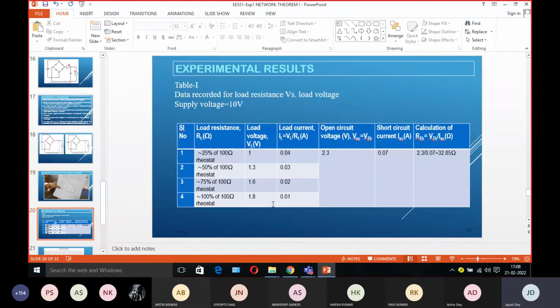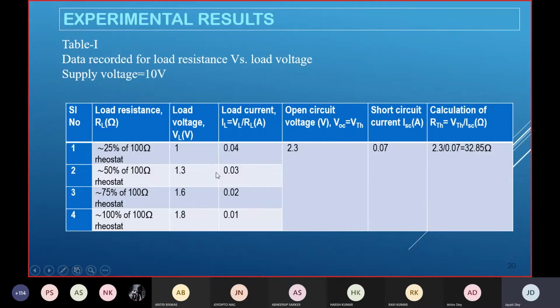Yes, ma'am. These are the results that we have taken experimentally for 25% of RL, 50% of RL, 75% of RL, and 100% of RL value. In this case, the load current and load voltages are shown, and experimentally we measured the open circuit voltage, that is 2.3 volt, and the short circuit current 0.07. We know RThevenin is VThevenin by ISC, so that is 2.3 by 0.07, 32.85. That I already told you.